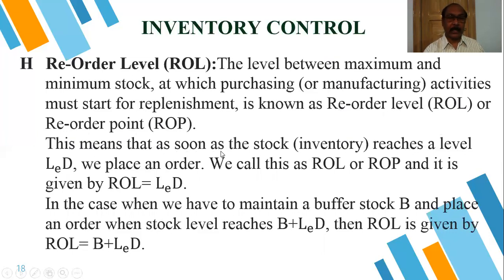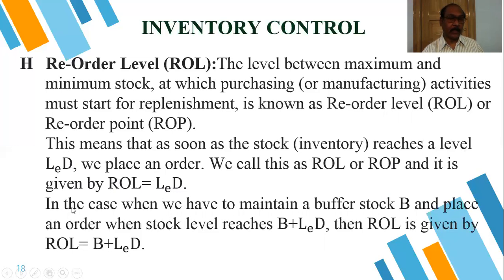This means that as soon as the stock or inventory reaches the level LE D, that is, the effective lead time times the demand per day, which we already calculated, we place an order. We call this ROL or ROP, and it is given by ROL equals LE into D, effective lead time into D. That is how we keep our minimum level of inventory.